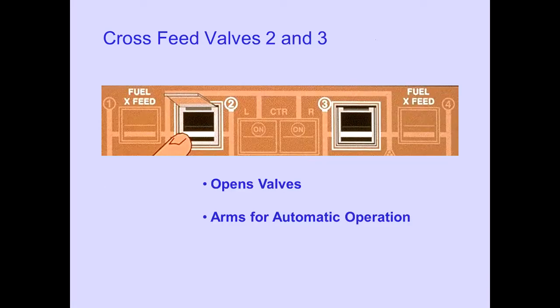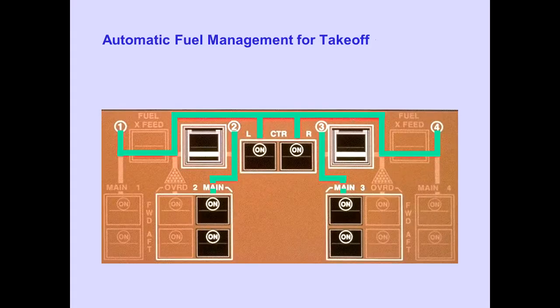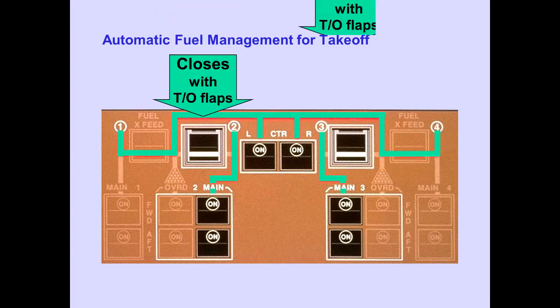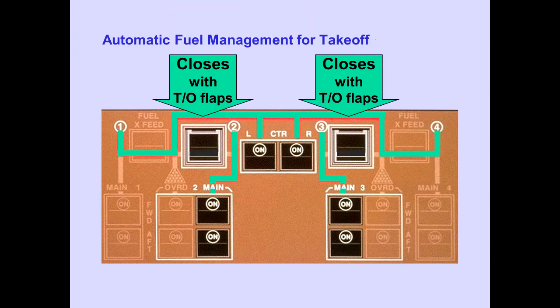Now, let's look at crossfeed valves 2 and 3. Lifting the guarded cover and pushing the switches on opens the valves and arms them for automatic operation. The fuel system management cards close crossfeed valves 2 and 3 when the flaps are extended to takeoff position. The center wing tank now supplies fuel to engines 1 and 4. Main tank 2 supplies fuel to engine 2, and main tank 3 supplies fuel to engine 3.